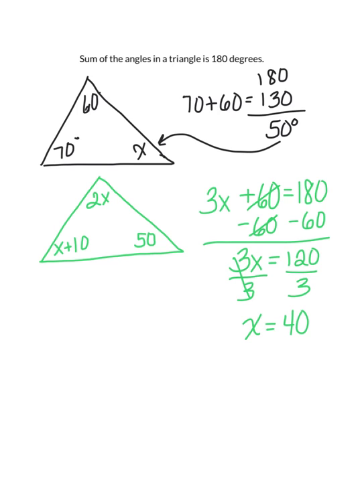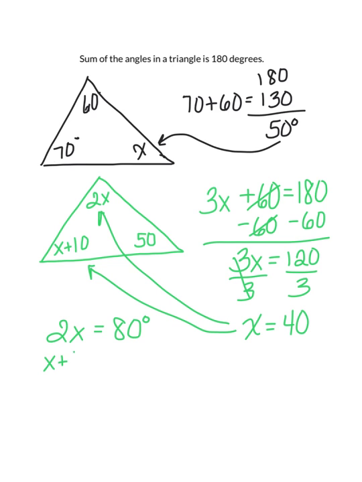Now, if they asked me for each of the angle measurements, I would have to go back in and plug that in here and here. So 2x would now be 2 times 40, which is 80. That would be one measurement. And x plus 10, when I replace x with 40, 40 plus 10 would be 50. And then, of course, the other angle we know is already 50. And that's it. It's that simple.